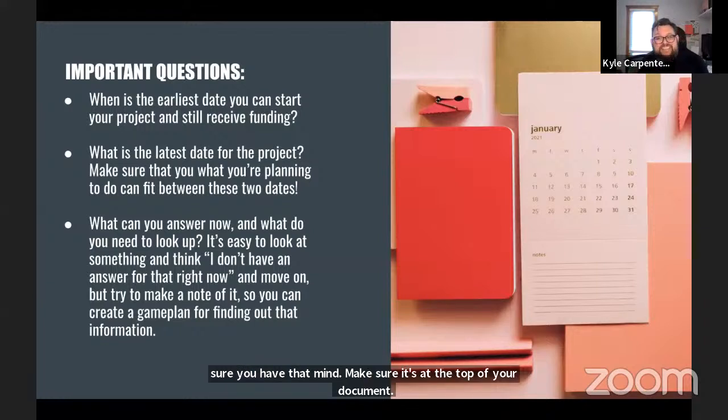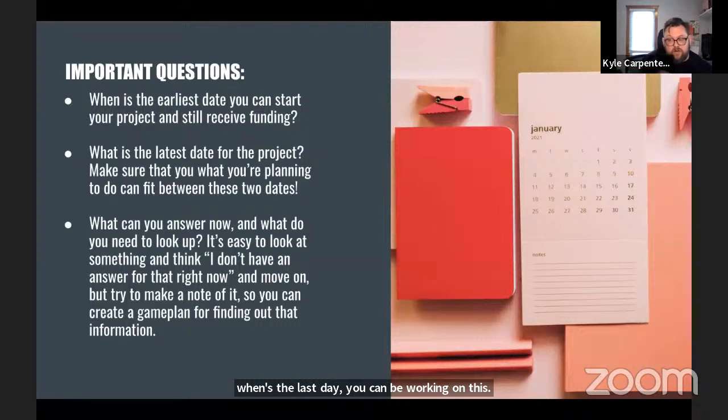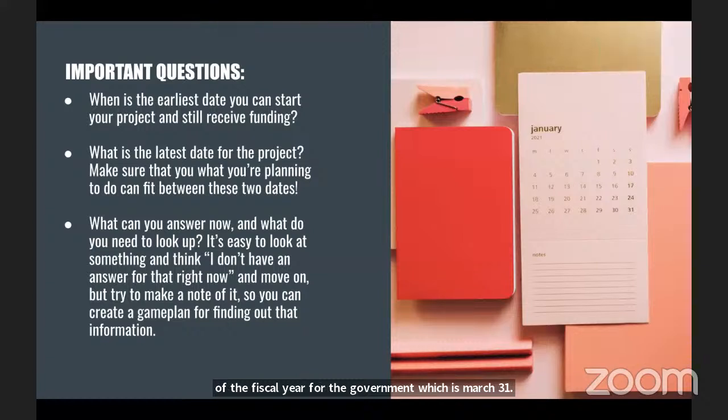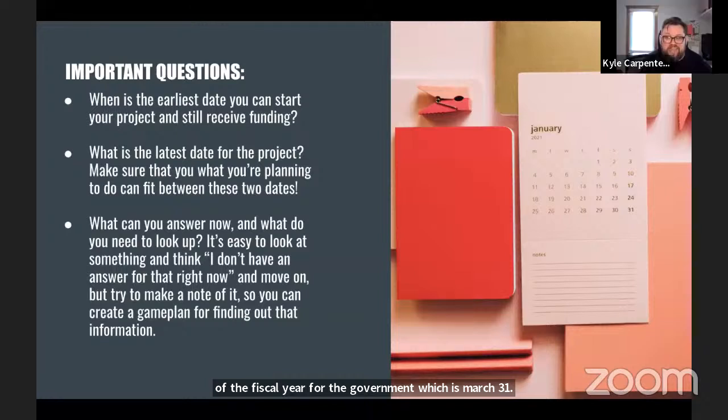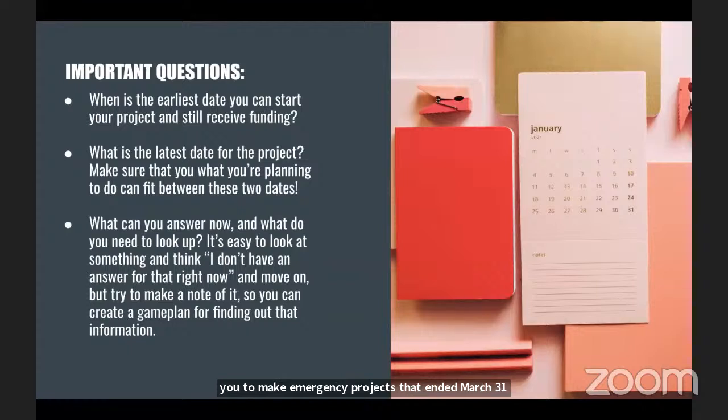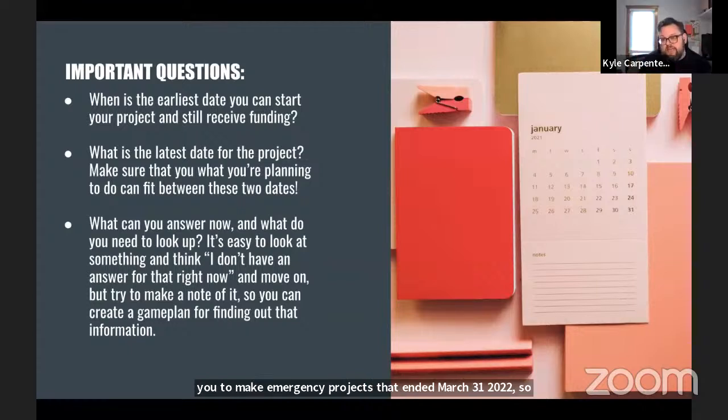Similarly, when's the last date you can be working on this and still be in the funding period? Most of the time, it'll be around a year, but there are different stipulations. We're coming up to the end of the fiscal year for the government, which is March 31st. So currently there's a lot of offers going out that need you to make emergency projects that end March 31st, 2022. So you need to have that in mind.